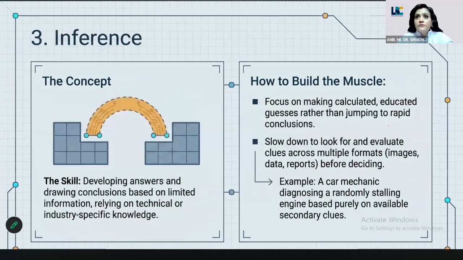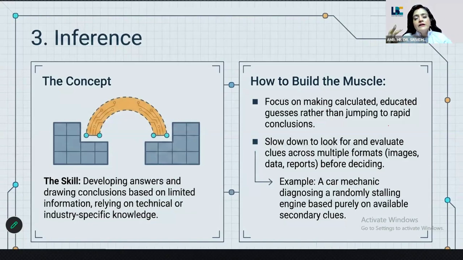So third is inference. If the child has an inferential deficit and is not able to develop answers or draw conclusions based on limited information, relying on technical and industry-specific knowledge, then what is required? Focus on making calculated, educated guesses rather than jumping to conclusions. Slow down to look for and evaluate clues across multiple formats or images, whether it is data, word format, or read format.